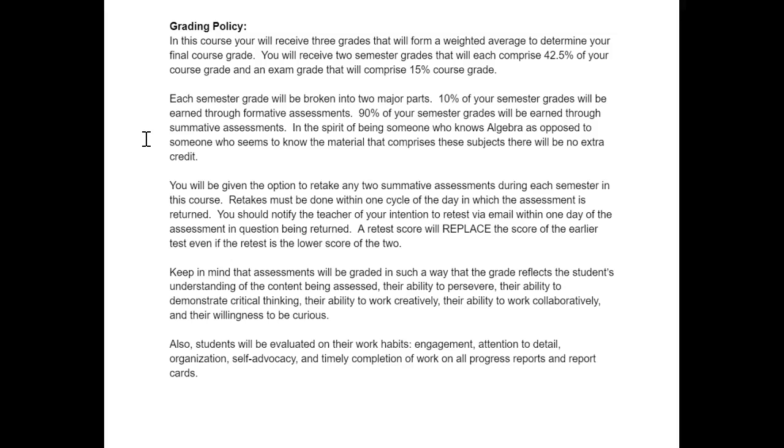You're going to keep in mind that you're going to be graded in such a way that the grade reflects your knowledge as well as your ability to be persevering, to be a critical thinker, to think creatively, to work collaboratively, and to be curious. So these are things that you're going to find comments on in your report cards. Also, we give you an assessment on your ability to be engaged, your attention to detail, your organization, your self-advocacy, and that you timely complete work.